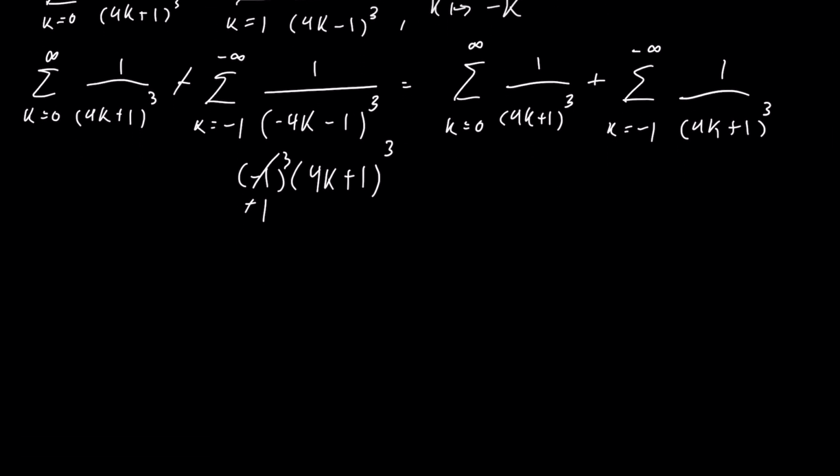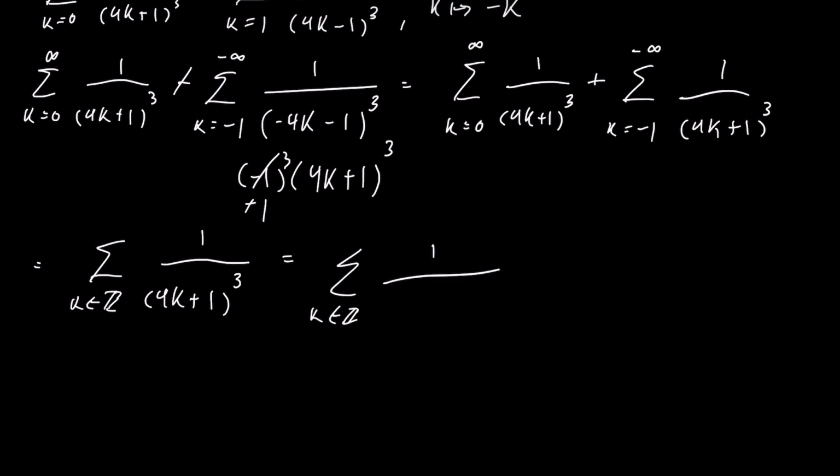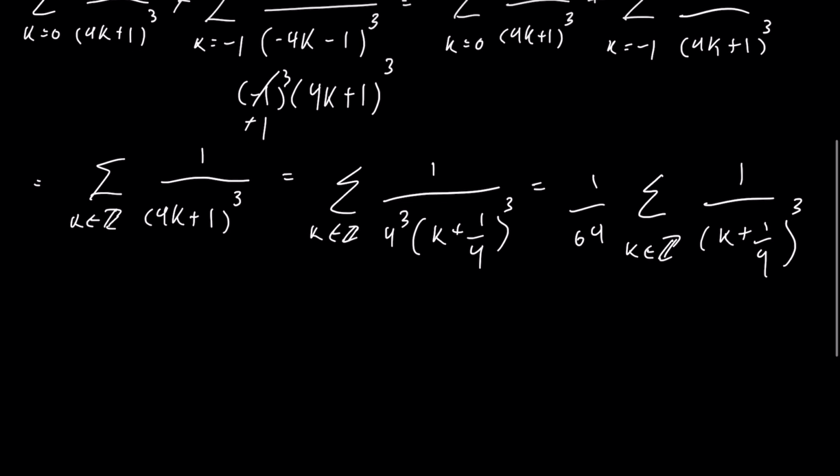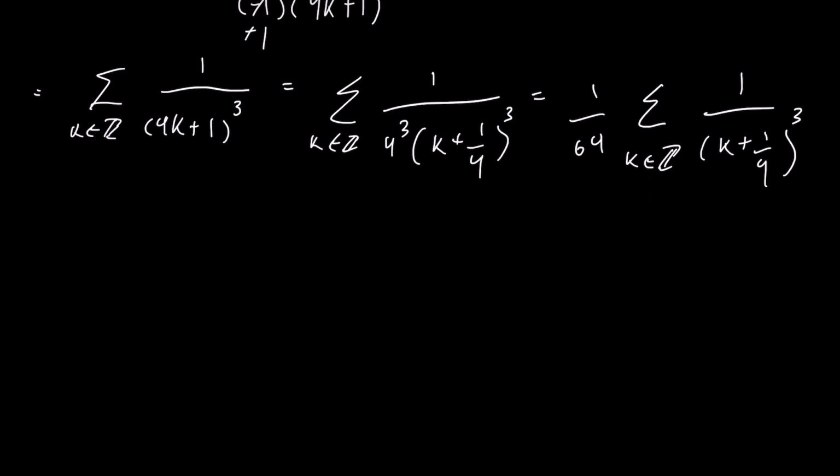And so we put this into the form where we're summing over all integers. So we have the sum over all integers k of 1 over (4k plus 1) cubed. We could make this look a little nicer, and so we're going to have the sum over all integers k of 1 over 4 cubed times (k plus 1/4) cubed. So that's 1 over 64, sum over all integers k of 1 over (k plus 1/4) cubed. And so from here, we're going to use an identity, and that is pi cotangent of pi x is the sum over all integers k of 1 over x plus k. And this is valid when x is not an integer.